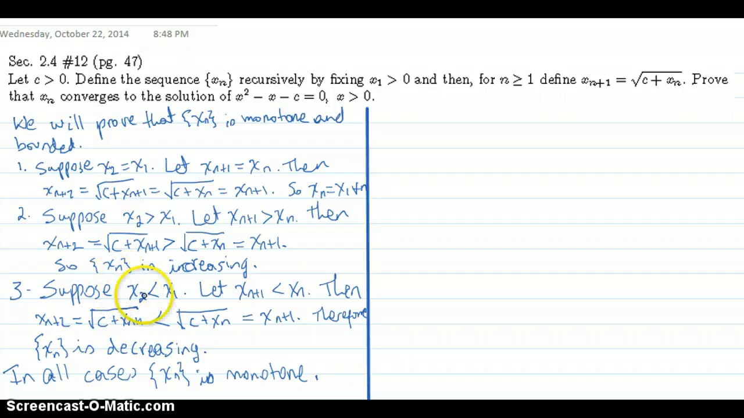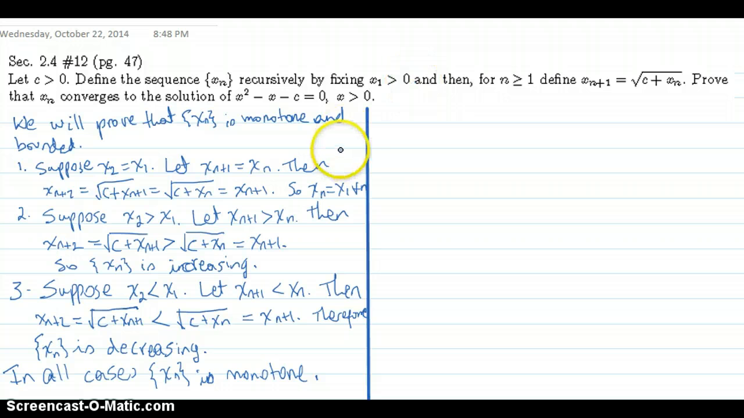The third case is assuming x_2 is less than x_1. We'd like to show x_{n+2} is less than x_{n+1}, assuming x_{n+1} is less than x_n. Do the same again: write x_{n+2} in terms of x_{n+1}, and since x_{n+1} is less than x_n, that gives you x_{n+1} is greater than x_{n+2}. So x_n is a decreasing sequence. So in all cases, x_n is a monotone sequence. What's left is to show that x_n is a bounded sequence.